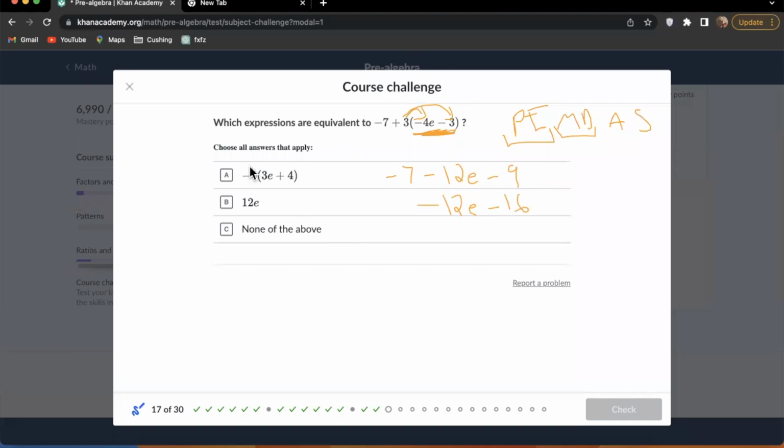So I'm going to look at my answers here. I think this one's going to match it. -4 times 3e is -12e. And then -4 times +4 is -16. So these come out to the same thing. So I think I'm going to like A. B is just 12e. It's missing the -16.